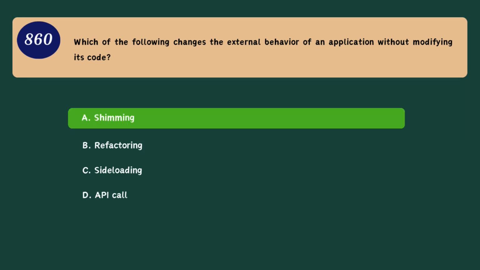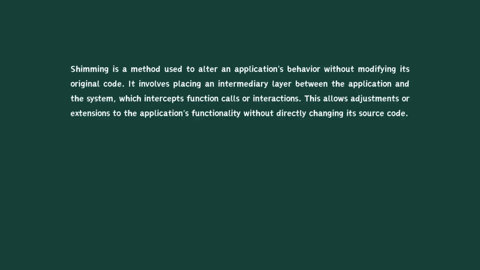Correct answer, A. Shimming. Shimming is a method used to alter an application's behavior without modifying its original code. It involves placing an intermediary layer between the application and the system, which intercepts function calls or interactions. This allows adjustments or extensions to the application's functionality without directly changing its source code.